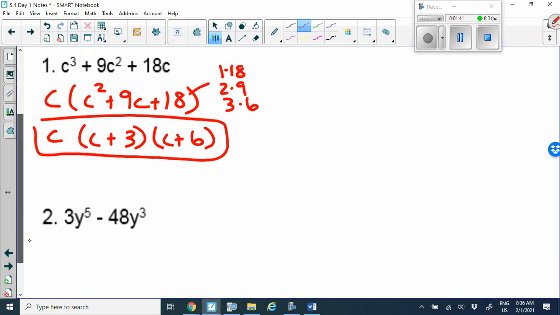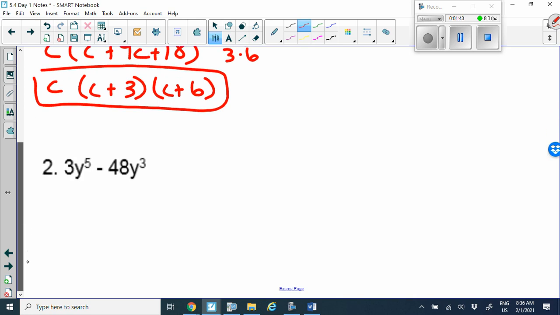Okay, let's look at example 2. We have 3y to the 5th minus 48y cubed. Let's see if they have anything in common. They do. They have a 3. And the most that we can take out for our variable is y cubed.